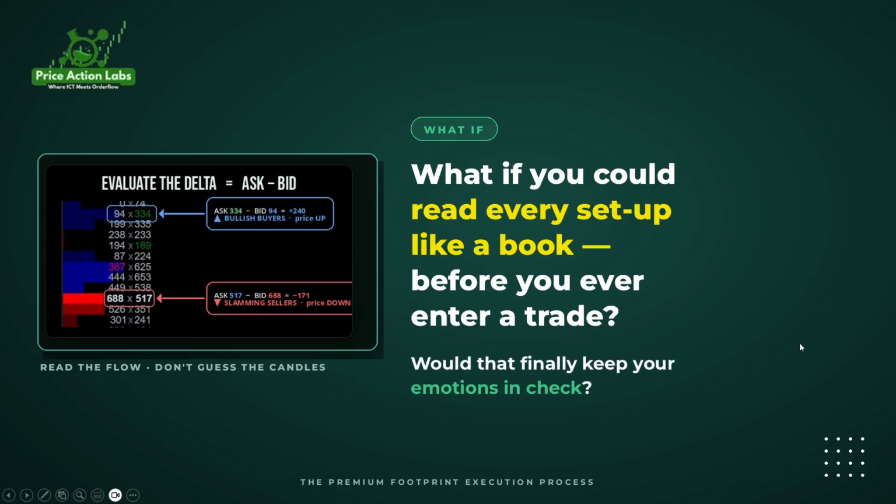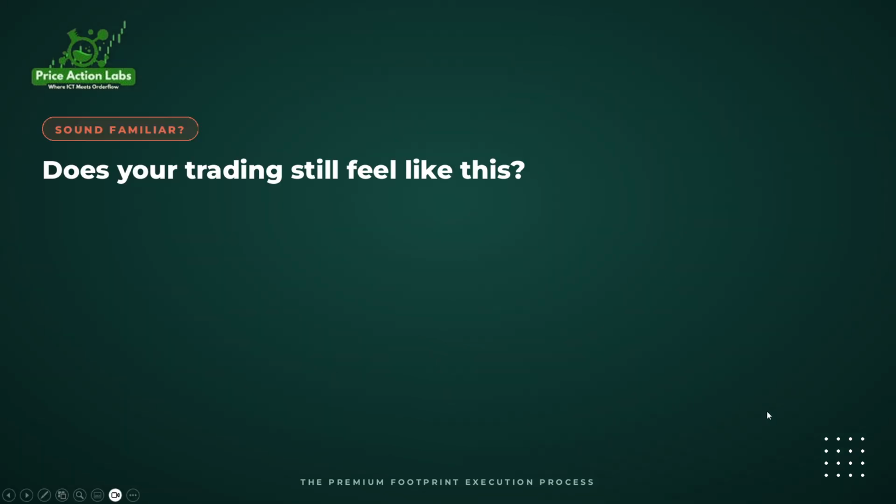So, this is why I've built the C3 connection code. This is why I built FlowState. This is why the premium footprint execution process exists. It's there to keep your emotions in check. Okay? So let's get into it.